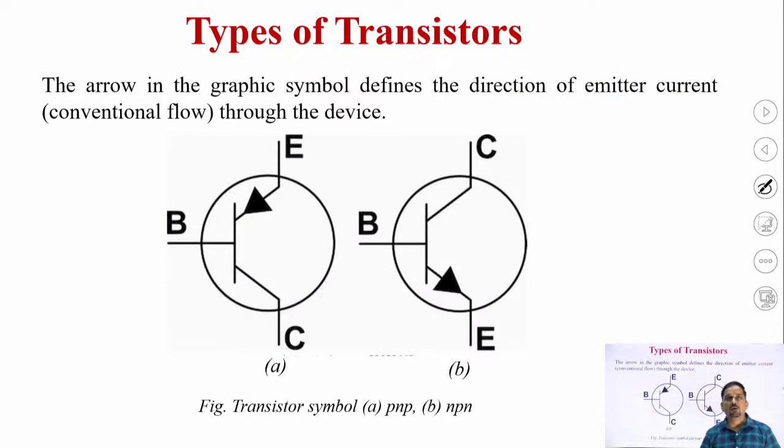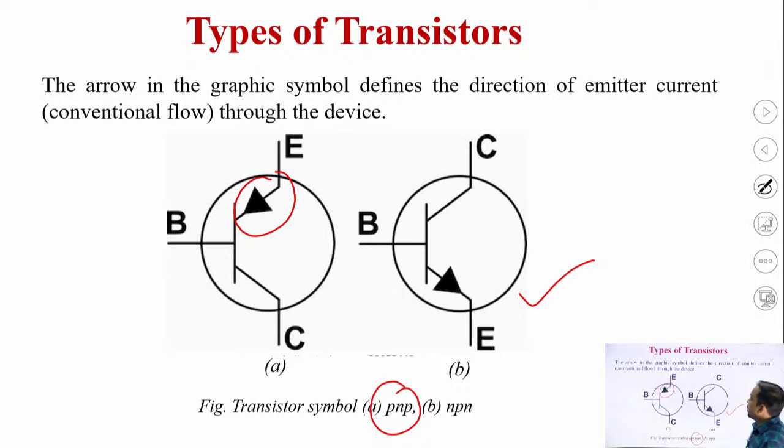Now we have the symbols of these transistors. We have both types of transistors here. First is the PNP and next is the NPN. So how can we distinguish between the PNP and the NPN? On the basis of the arrow here. The arrow basically shows the direction of current. In the PNP, the direction of current is inward, the current is going inside, whereas in the NPN the current is going outward. So this arrow shows the direction of current.